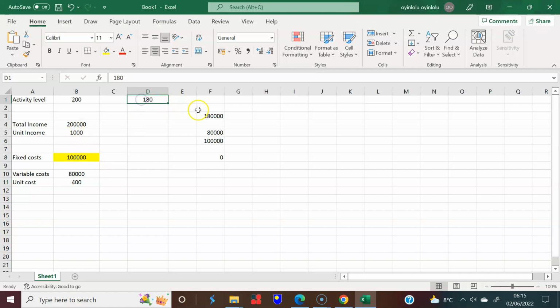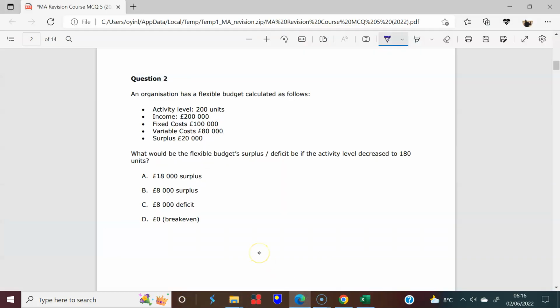Right. So anyway, we make 180 units. Therefore, if you're dealing with 180 units, you're selling each at 1,000. So that's 180 times 1,000, right? And the unit cost of 400 times the 180 units is what you see here, right? So you have 180,000 minus 80,000, giving you a contribution of 100,000. But you now have to deal with a fixed cost of 100,000. So when you take that off, you have 0, right? And that's why you have this break even here of 0.